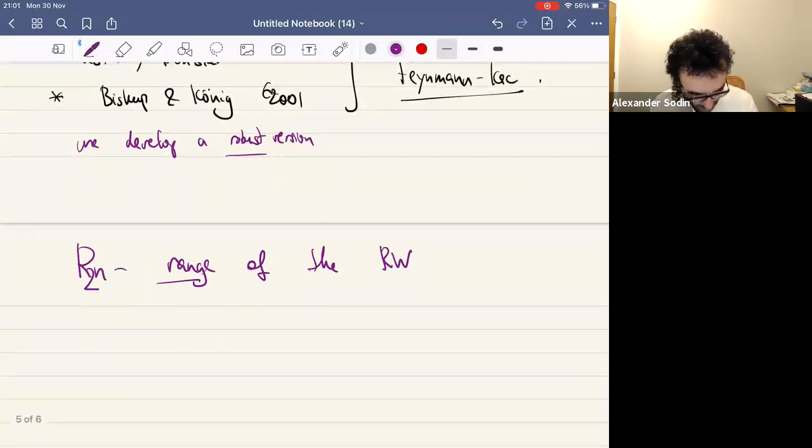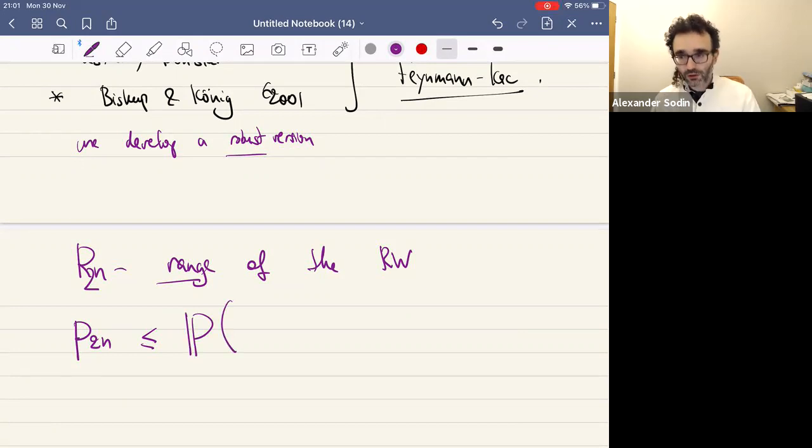So now what we'll do is the following. We want to estimate the probability that we return to the initial configuration. We'll bound it as a sum of two terms. So you see, there's a balance. If the range is very large, then the puzzle will be very mixed, and it is very unlikely that we'll return back to the initial configuration.